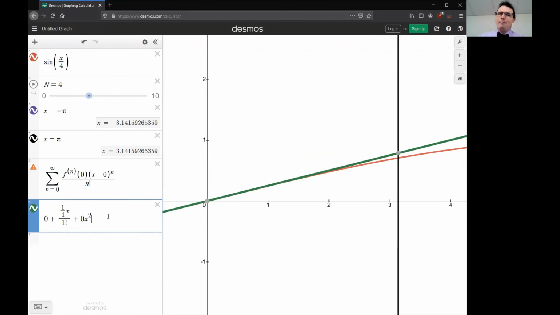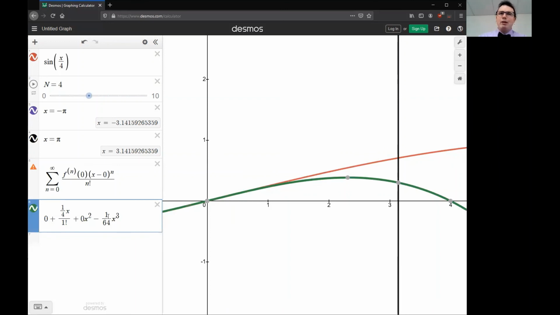And I'll keep going. I'll do my cubic term. For the third derivative of this function, I got minus the cosine of x over 4 all times 1/64. So I put in my 0. Negative cosine of 0 is -1. So this will be minus. And I've got 1/64 from the coefficient. I'll have x to the power 3.